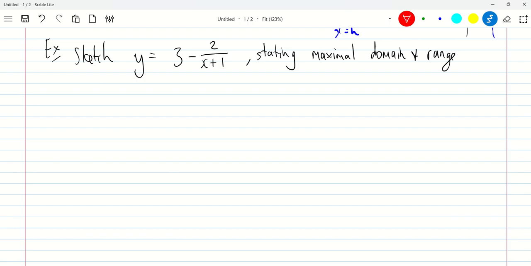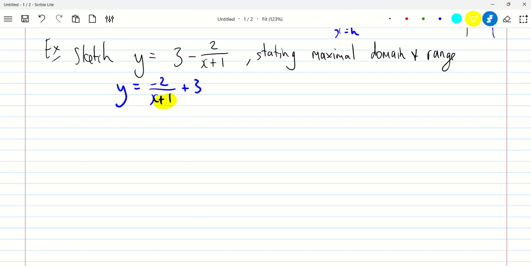So maximal just means what's the maximum amount of domain and range we can use? What's the biggest possible domain that we can have? Okay, so let's have a think about this. What I'm going to first do is just rearrange it. I don't like it written like this. I'd like it written the way I want it written. So I'm just going to write this as negative 2 over x plus 1 plus 3. So I'm going to rearrange the order there so I can clearly see what's h, what's k, and what a is here.